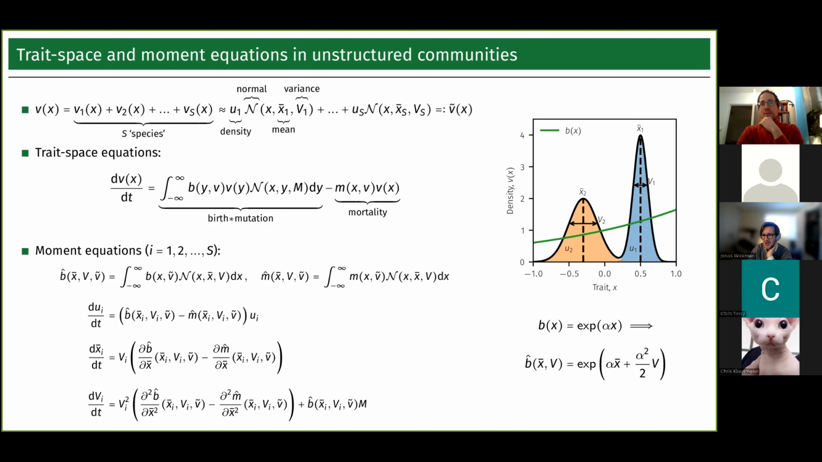Which means that you either have to do numerical integration, which is possible, and you can do that quite efficiently using Hermite polynomials, I want to say, when you have normals, that is Hermite. Yes, that's the natural choice. So at least in one dimension, doing these integrals numerically requires relatively little computational power. When you have a higher dimensional trait space, it's worse.